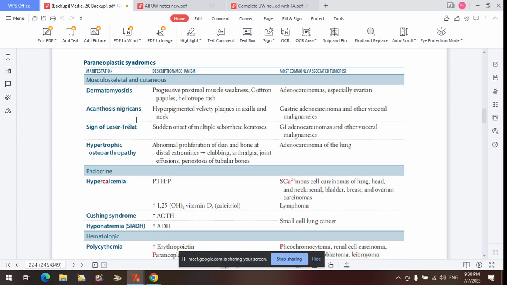So acanthosis nigricans is another one. Acanthosis nigricans and the sign of Leser-Trélat, both of them are paraneoplastic manifestations of GI adenocarcinomas. Once you see someone that has Leser-Trélat sign or acanthosis nigricans, you want to rule out gastric cancer. There's a high chance that it is gastric cancer. So what is acanthosis nigricans? It's just the presence of hyperpigmented, thick, plaque-looking plaques in the intertriginous areas of the body, like the neck and the axilla. So let's look at what it looks like.